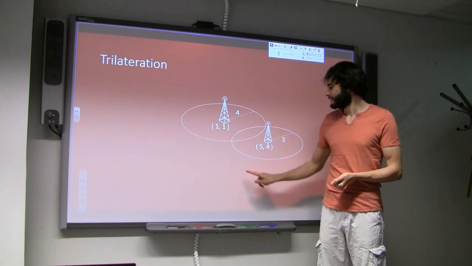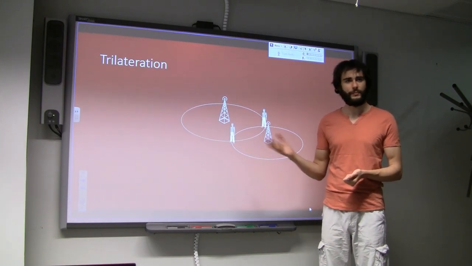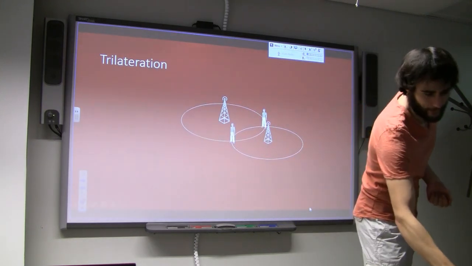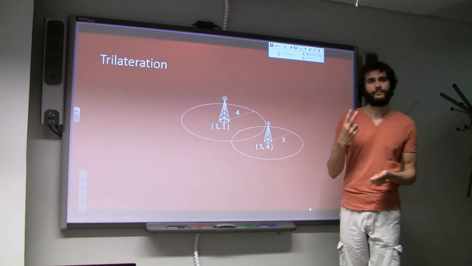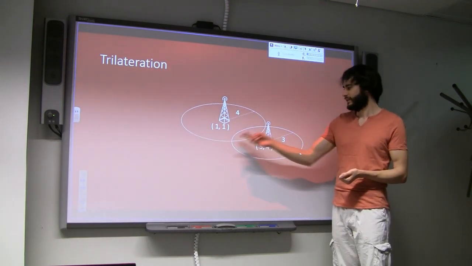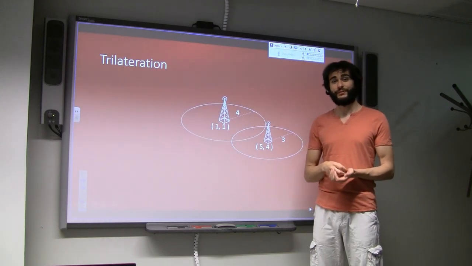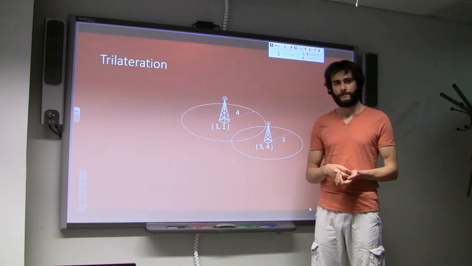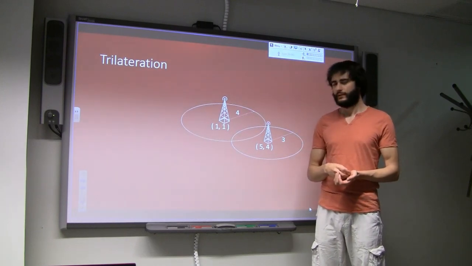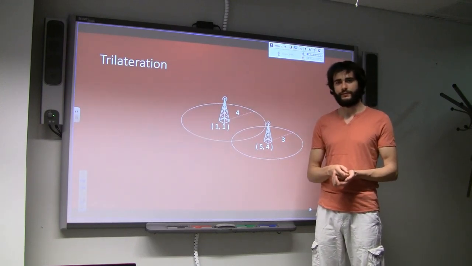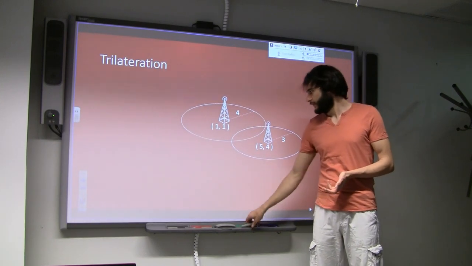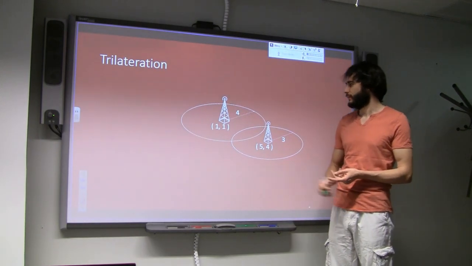So, I mentioned before that this is a mathematical problem, and it has two solutions. So, the person can be either here or here. How would you solve this problem, because this is your first exercise task? Take the equations of the circles and find the intersection points. Okay, so you say take the equations of the circle. What is the equation of this circle?